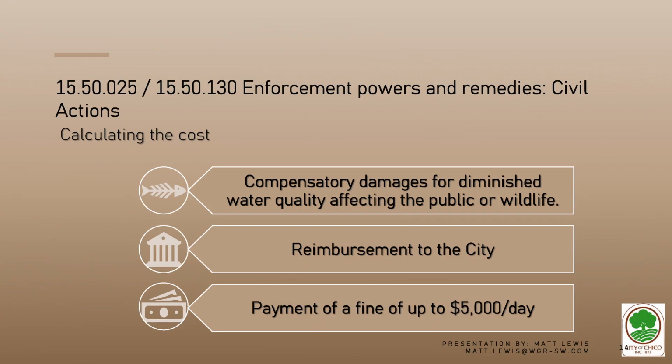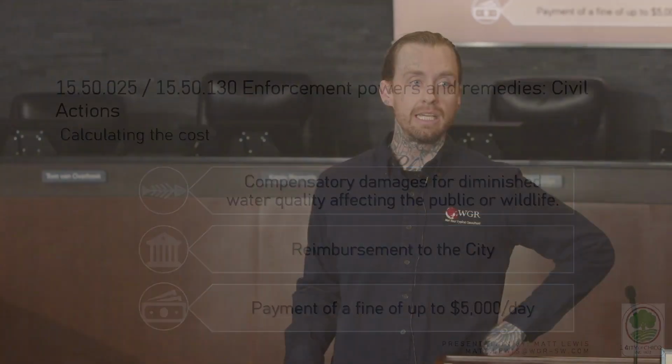Reimbursement to the city. And payments can be up to $5,000 a day. It can actually get way higher than that if you start digging into the construction general permit and what can happen if they are knowingly polluting. They can actually be thrown in jail. And so, sometimes these little hints to contractors that are giving you grief will go a long way.